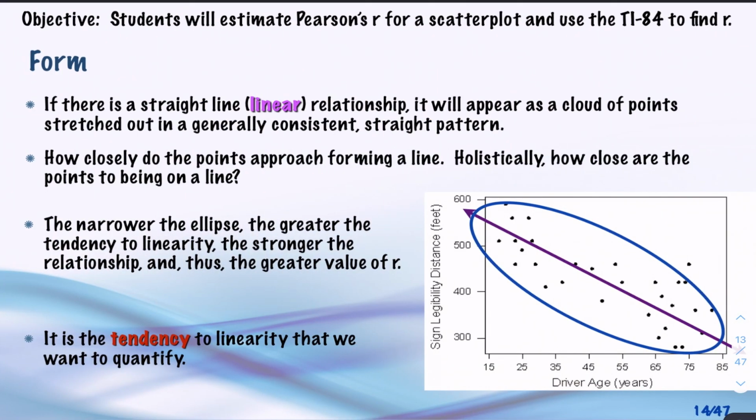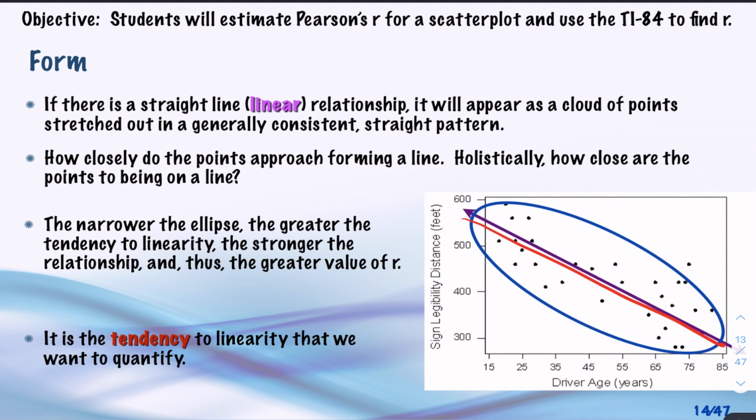Now, when we're talking about form, if there is a straight line or a linear relationship, it will appear as a cloud of points stretched out in a generally consistent straight pattern. How closely do the points approach forming a line? Well, holistically, how close are the points to being on that line? That's why we use this idea of drawing an ellipse: how much does our scatter plot fall onto our line of best fit? In general, the narrower the ellipse, the greater the tendency to linearity, or the tighter the ellipse is, the more likely it's going to be linear.